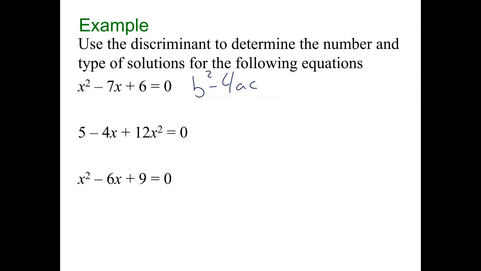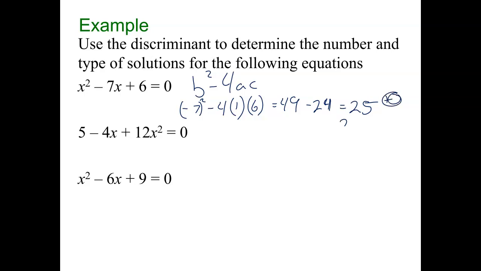What's my value of b? -7. So -7 squared minus 4 times, what's my value of a? 1. What's my value of c? 6. Okay? -7 squared. What's -4 times 1 times 6? What's 49 minus 24? 25. Okay? Is that positive, 0, or negative? Positive. Since it's positive, that means I'm going to have 2 real solutions.